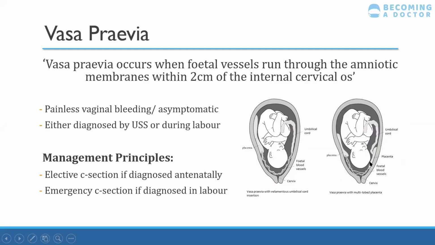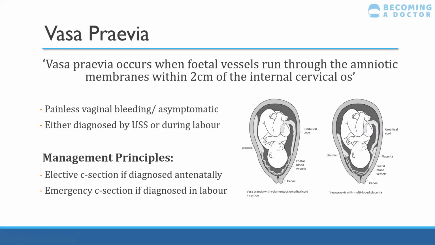So the next thing is Vasa Praevia. So Vasa Praevia is when it's not the placenta or anything to do with mum that's in the way, it's actually the fetal blood vessels that are in the way. So it's defined as when fetal vessels run through the amniotic membranes within 2 centimetres of the internal cervical os.